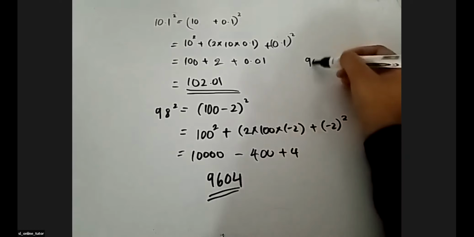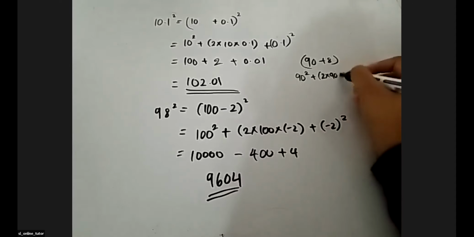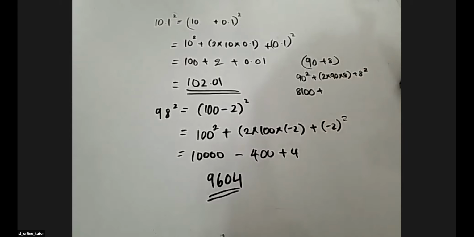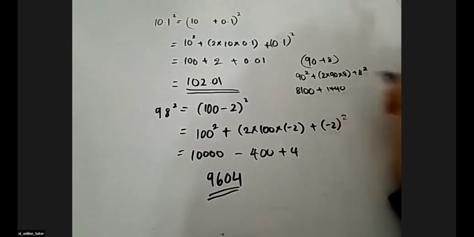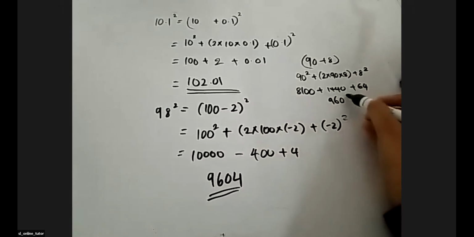So if somebody took it as 90 plus 8, anybody? 90 plus 8? 90 squared plus 2 into 90 into 8 plus 8 squared. 9 times 9, 8100. Then you get 2 times 90 into 8. 1440 plus 64. If anybody has done it in this method, you should get the same answer. 8,100 plus 1,440 plus 64. You are getting the same answer, 9,604.